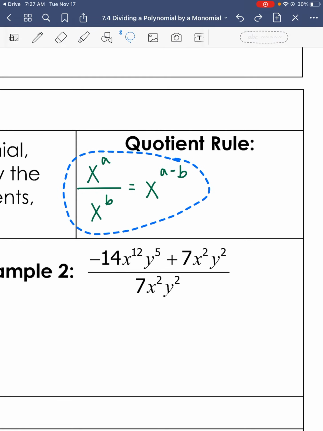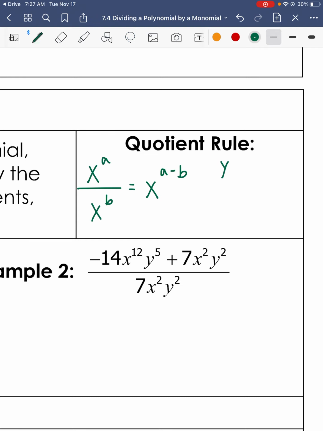So if we had something like x to the 7th over x to the 4th, we can write that with the same base x, and then we do 7 minus 4, which is x cubed. So we can combine this into x cubed.